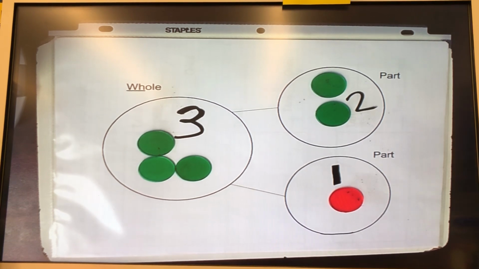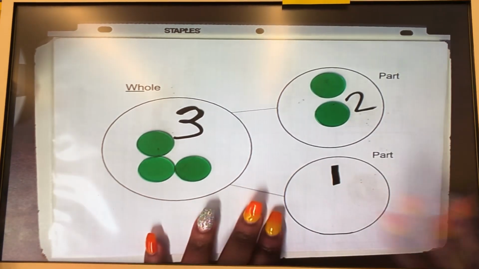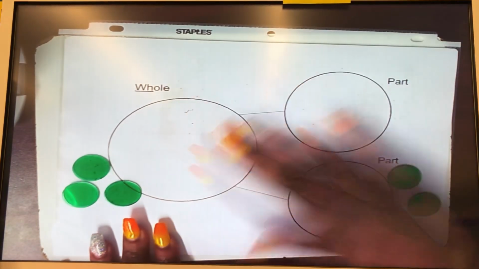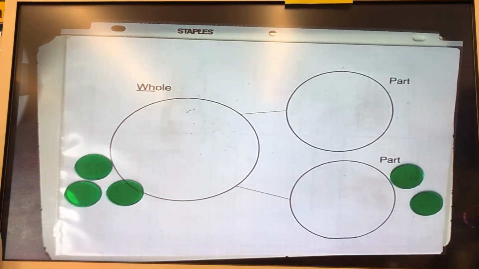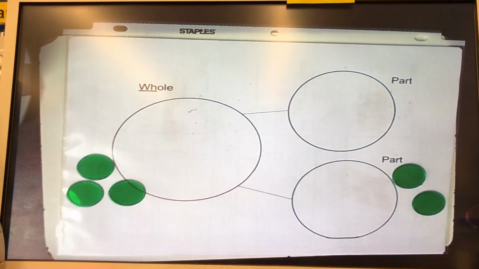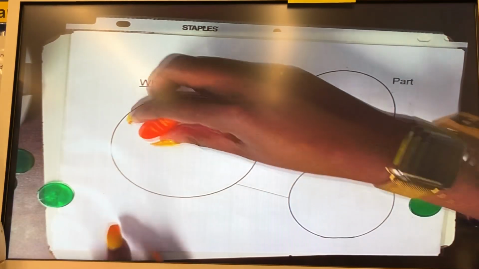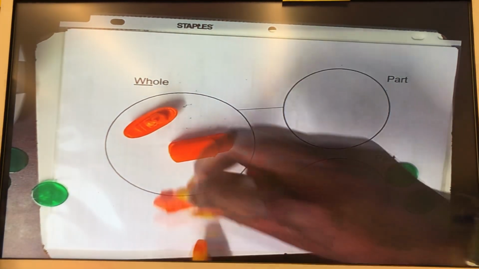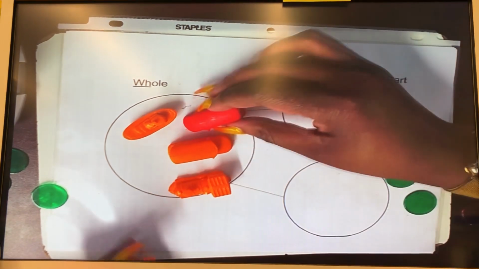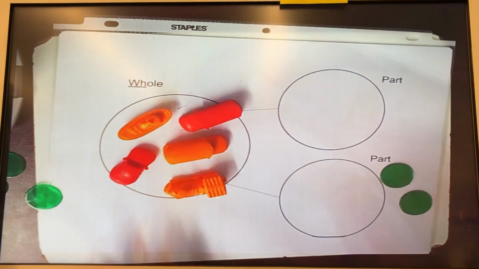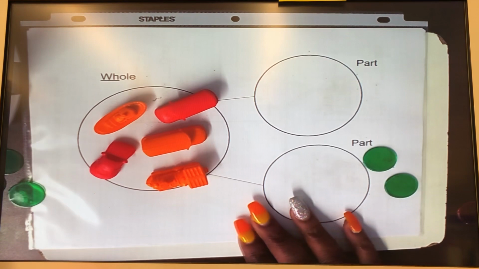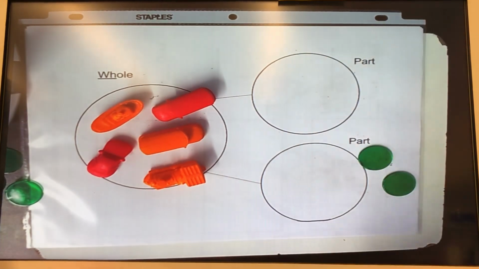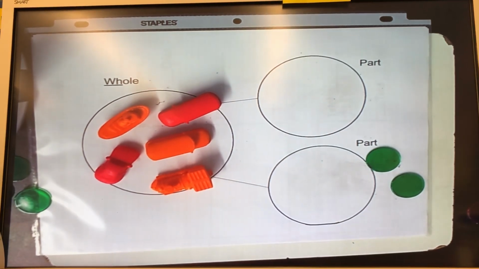Okay, now I want you to try one more by yourself. Make sure you erase your boards. Erase, erase, erase. And this time, I want to try using some different tools. I have a boat. I have 5 different cars inside of my whole. What 2 numbers can I use to make my part? I want you to try it out.